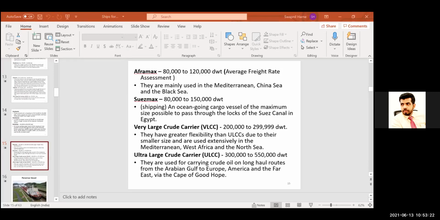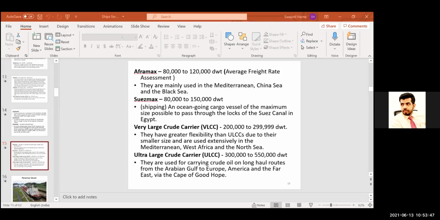Let's come to the tanker part. Tanker ships carry liquid cargo, which includes your chemicals, oil products, petroleum products, your gas. These are called tankers, gentlemen.